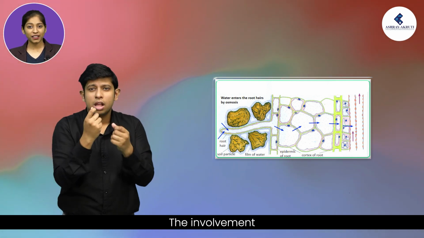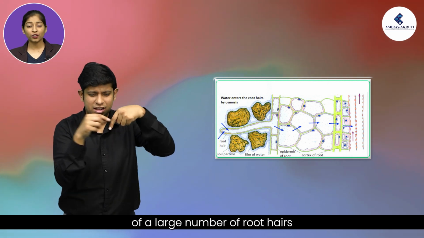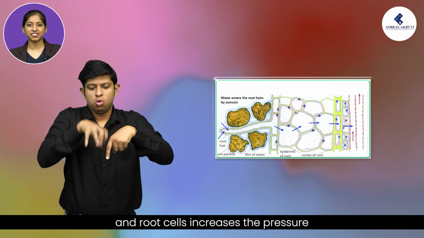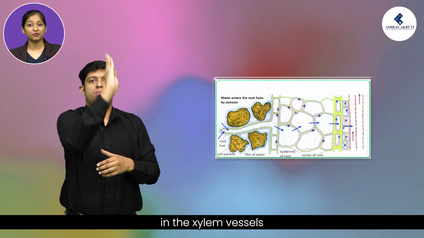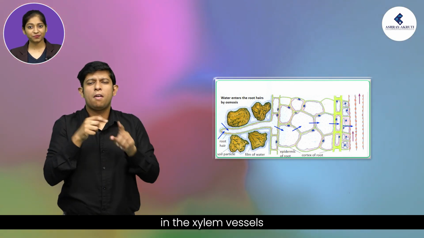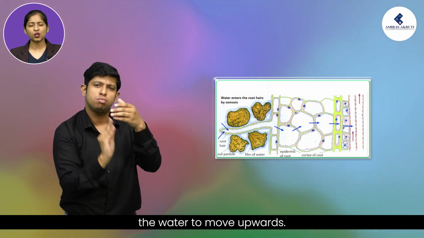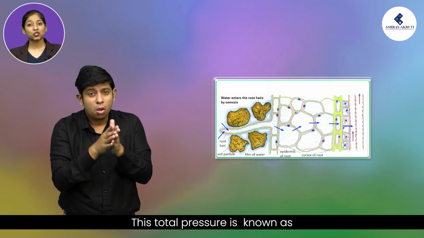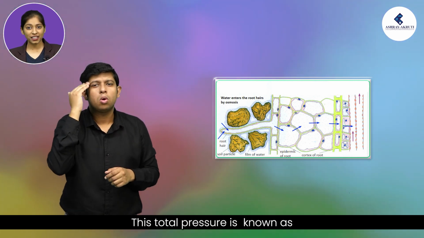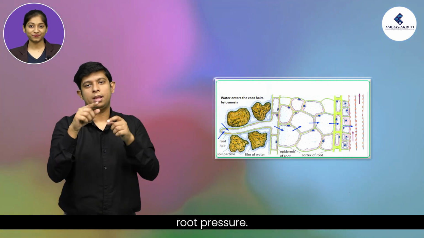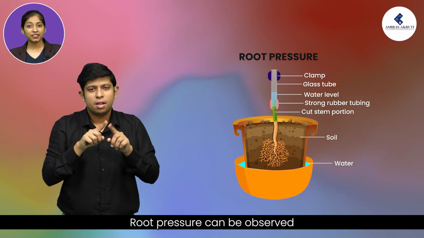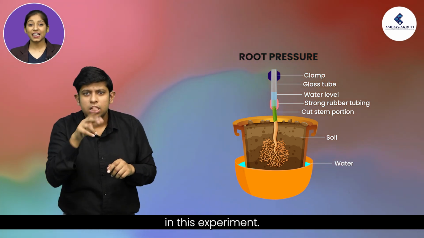The involvement of a large number of root hairs and root cells increases the pressure in the xylem vessels and forces the water to move upwards. This total pressure is known as root pressure. Root pressure can be observed in this experiment.